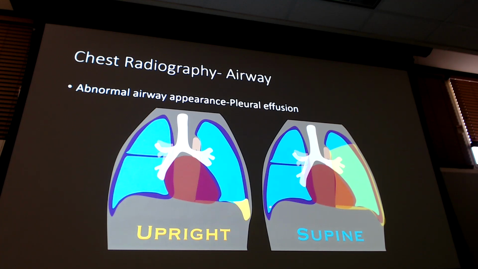Look at this, it's like, oh, that's only a little bit of fluid. That doesn't look so bad. But in reality, when you lay them flat and see where that fluid goes, that little bit of fluid is actually a lot of fluid. Because in order to see it on that PA chest X-ray, you need at least 300 milliliters for it to even be noticed on this upright PA. That's a lot of fluid to be sitting in that pleural space. And how many milliliters do you need to see it on the lateral? 75. Good.